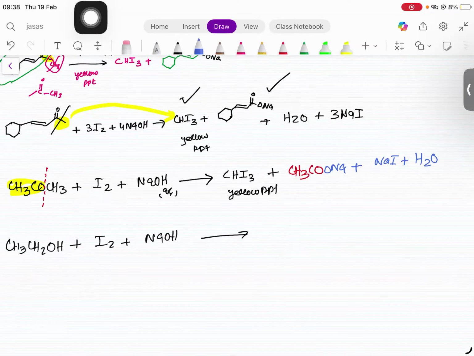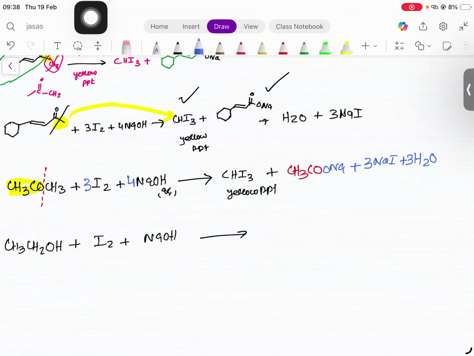Now we have to balance it. 3. 3 makes 6. 3 makes 6. That makes 4 Na. So 4 with this, yeah. How many water? Balance the water. 3H2. Similarly, this was an aldehyde, propanone.